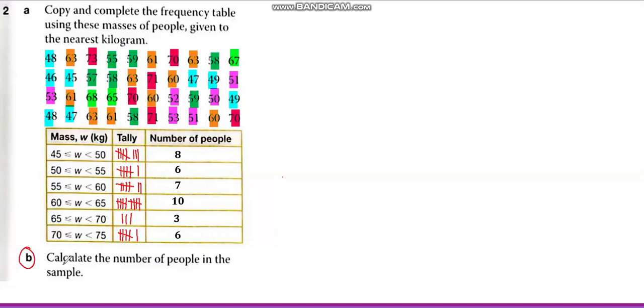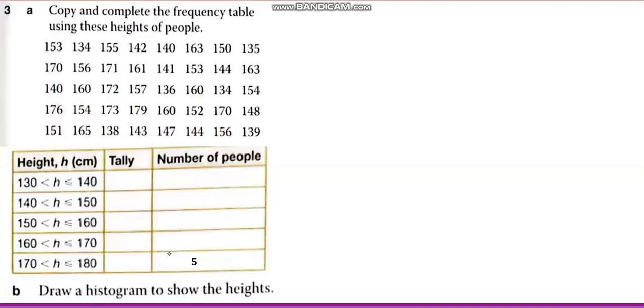In part B, again, they want us to calculate the number of people in the sample. We have to add the frequencies, like how many total people were surveyed. If we add the frequencies, we get 40. It means there were 40 people in this survey. Now let's proceed to the next question. In the next question, again, we are given frequency data where the values are repeating.